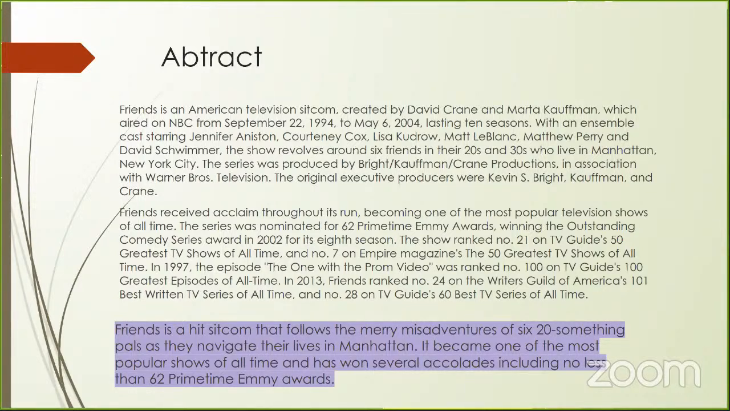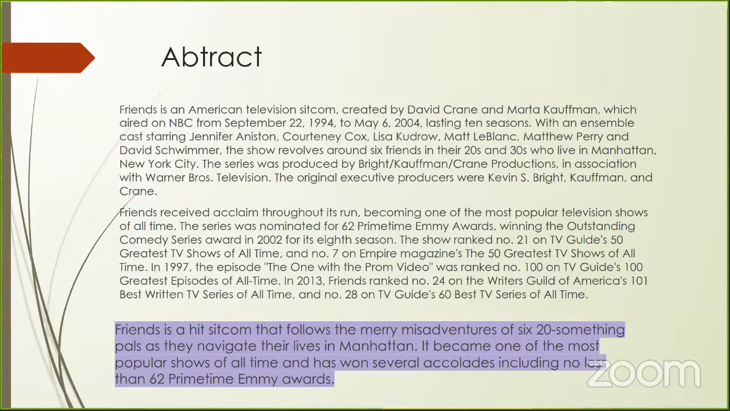Again, the next sentence: "It became one of the most popular shows of all time and has won several accolades, including no less than 62 Primetime Emmy Awards." So you see, this basically combines the information in the first two sentences of the second paragraph. If we had to choose those phrases individually, it would look so bland. In fact, we couldn't even do that. We cannot just say "becoming one of the most popular television shows of all time." Without rewriting, that part wouldn't have made sense. But because we rewrote it, we could compress it and make it more presentable.